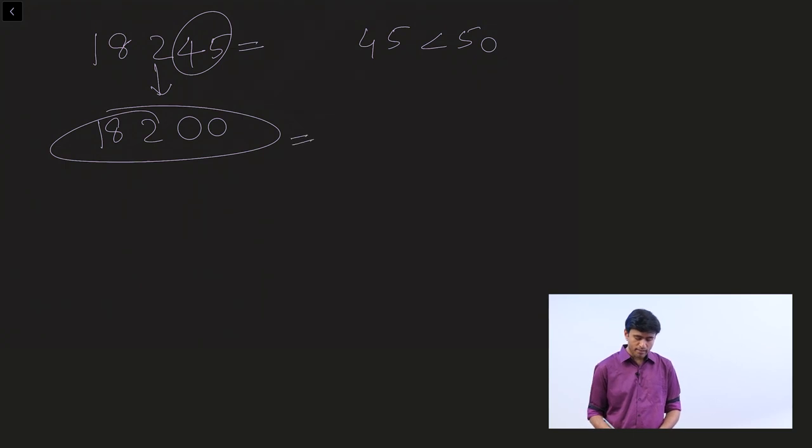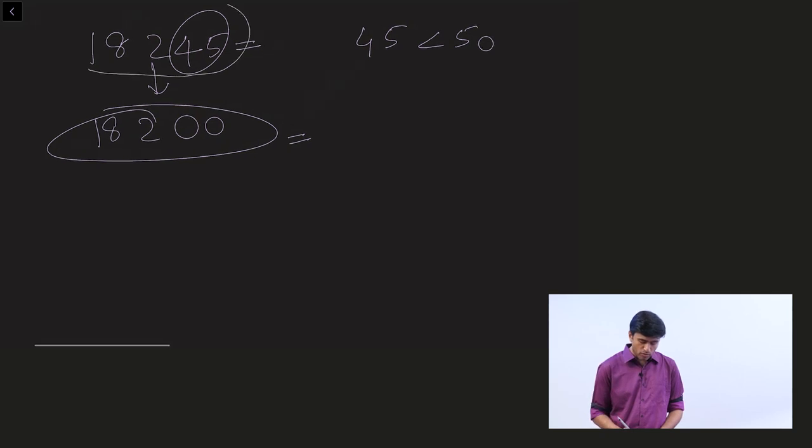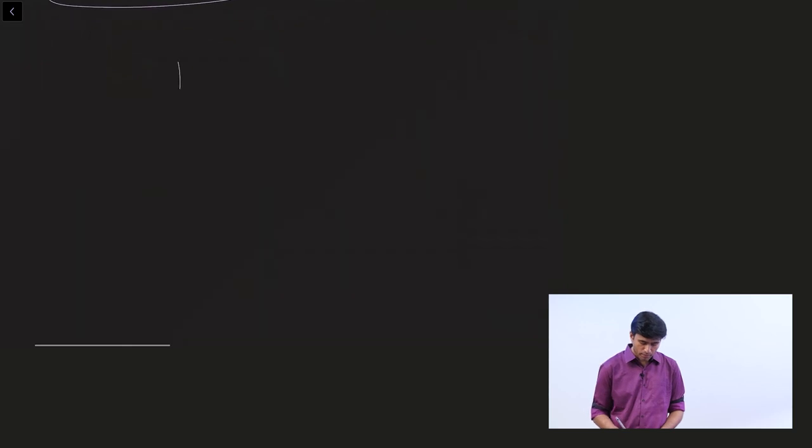If you look at the number line, you would find that the closest 100 to 18,245 is 18,200. Let's do another example.